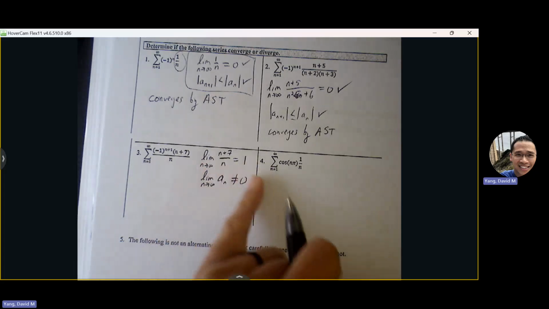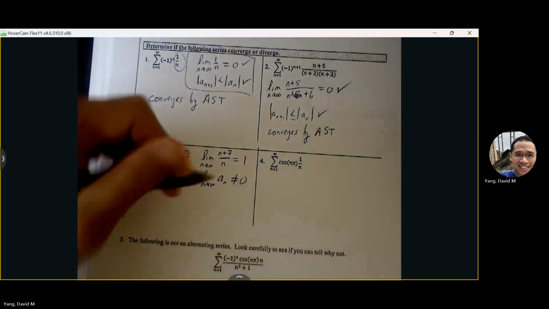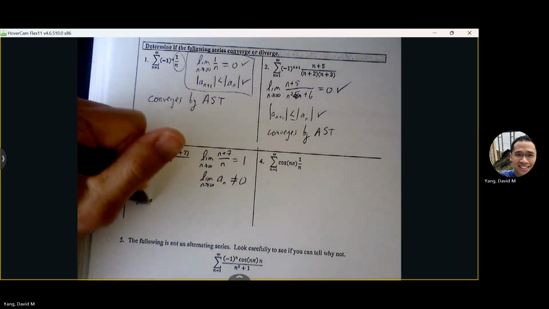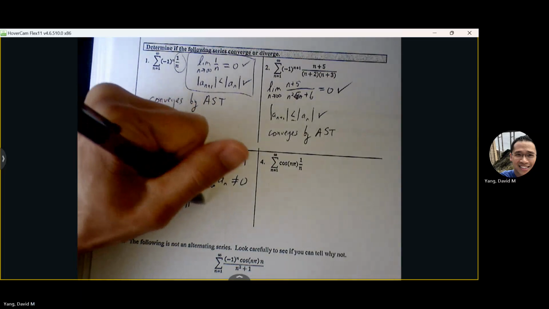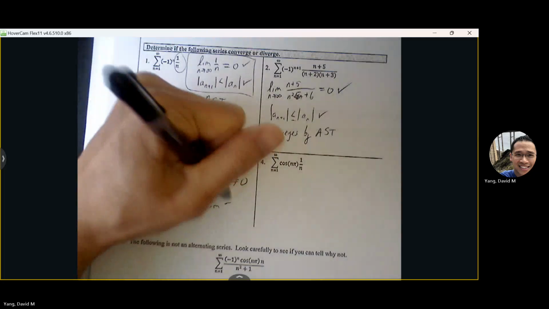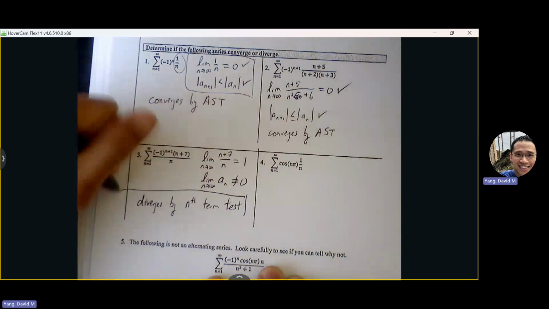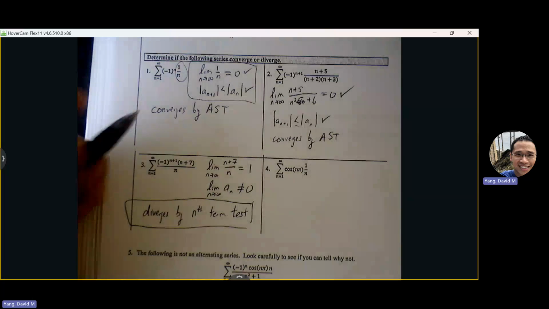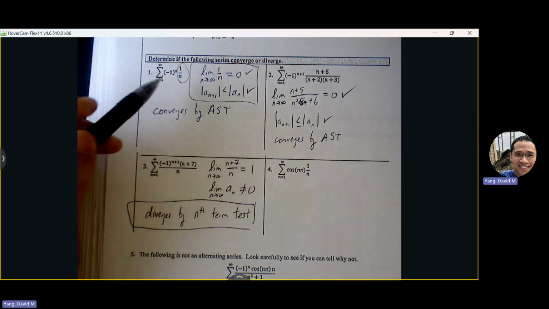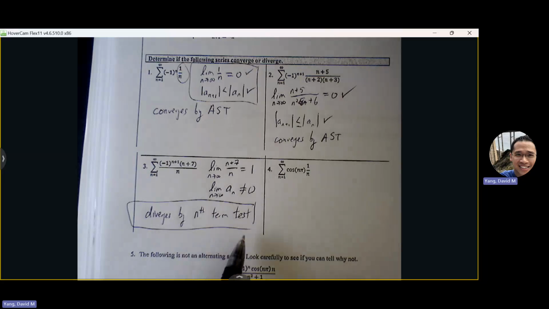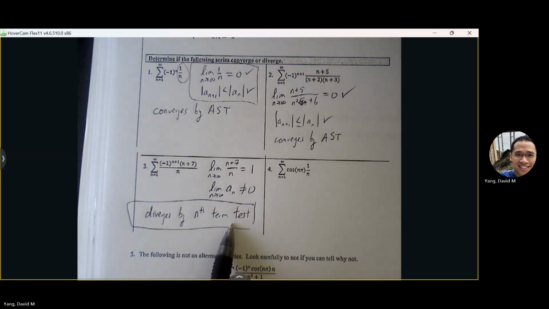We're going to say what? This diverges by what? Yes, diverges by nth term. So I just want to make that distinction. If your alternating series converges, you're going to say converges by AST. But if your alternating series diverges, you're going to say by the nth term test.